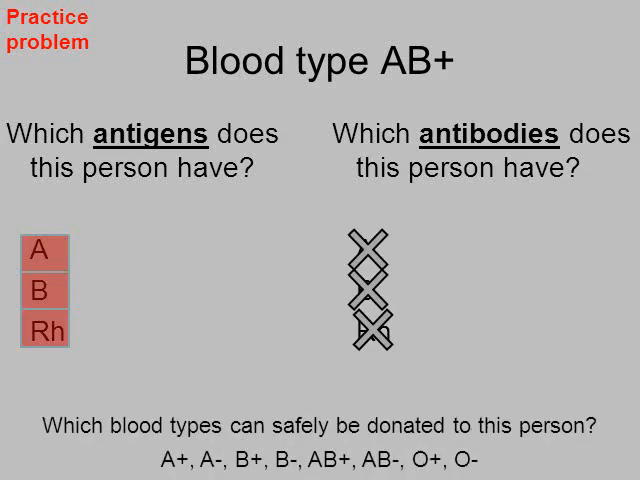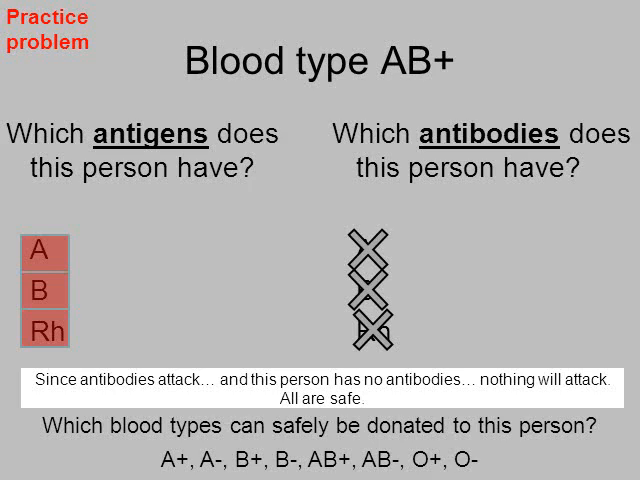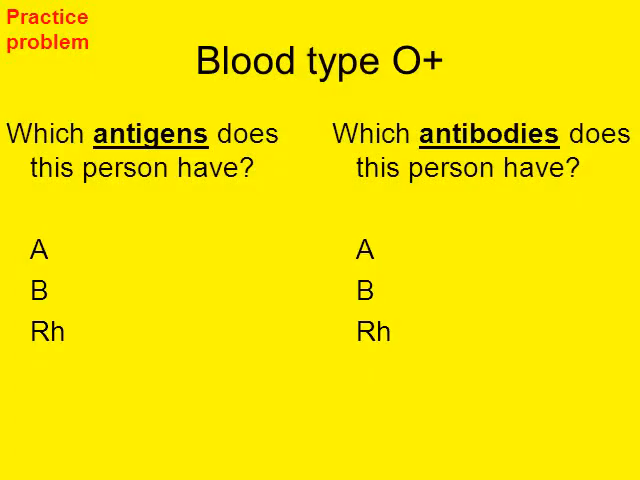So here's the question you saw a moment ago. Which blood types can be safely donated to this person? All of them. Since antibodies attack, and this person has no antibodies, they don't have anything to attack donated blood. All of these are safe. That's why AB positive is called the universal acceptor, the universal receiver. They can receive, they can accept any type of blood out there.